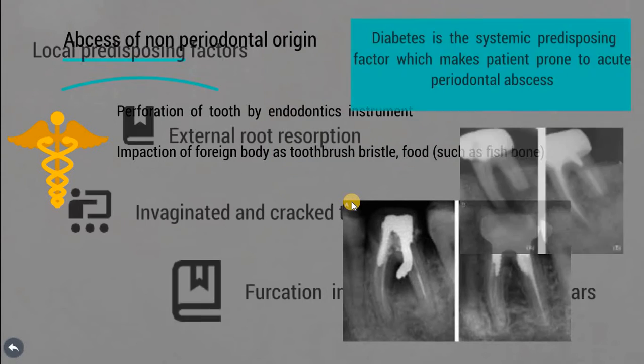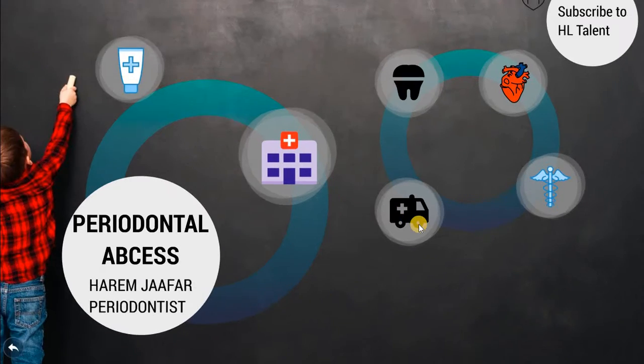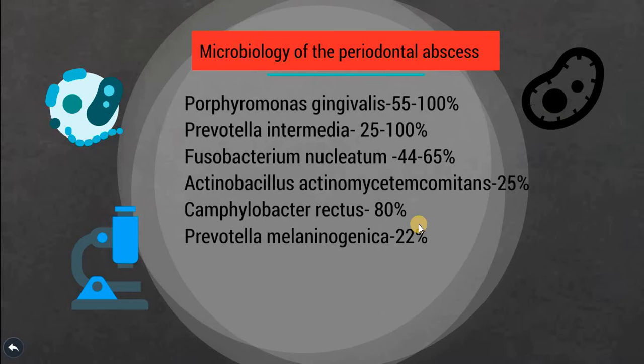Today we are going to discuss the rest that's related to periodontal abscess, starting from the microbiology of periodontal abscess. Many gram-negative bacteria are present inside the periodontal abscess. One of them is Porphyromonas gingivalis, Prevotella intermedia, Fusobacterium nucleatum, Actinobacillus actinomycetemcomitans, Campylobacter bacteria, and Prevotella melaninogenica. These types of bacteria are all virulent and gram-negative, present in periodontal abscess in different proportions.